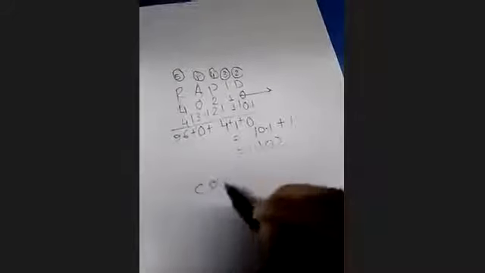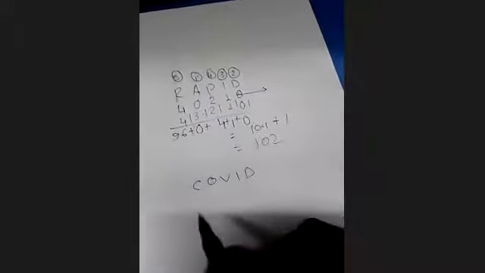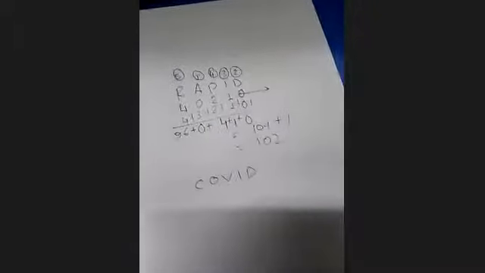So now I am giving a problem for you. Try this. Find the rank of the word COVID when it is permuted within COVID in the dictionary. Find the rank of the word COVID. I will explain this process again while doing this problem, COVID.